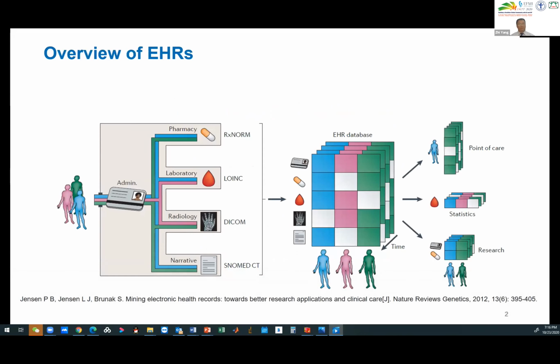Electronic health records of a patient is a repository of information about his or her health status. There are different types of data within EHRs. We have medication, laboratory, imaging, and narrative text.